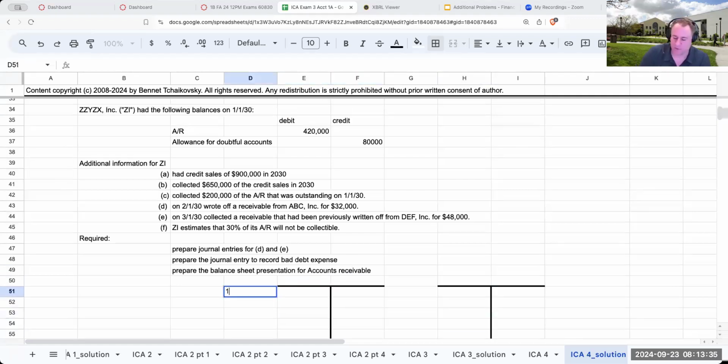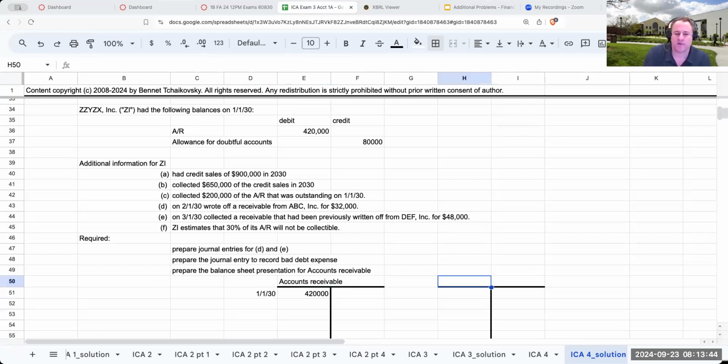So coming over here, we have some opening balances. As of 1/1/30, my accounts receivable had a balance of 420,000, and my ADA, or that allowance for doubtful accounts, on 1/1/30 had a balance of 80,000. This is data that's given to me right up here.